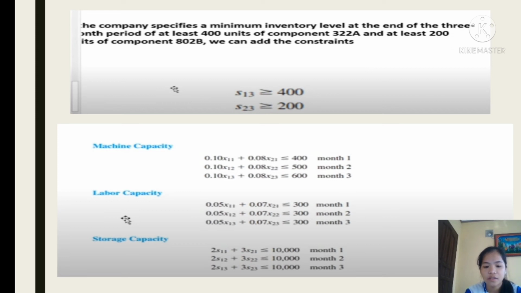One final set of constraints must be added to guarantee that the increase and decrease variables for each month reflect the increase or decrease in the total production level per month. Suppose that the production level for March, the month before the start of the current production scheduling period, had been 1,500 units of component 322A and 1,000 units of component 802B.